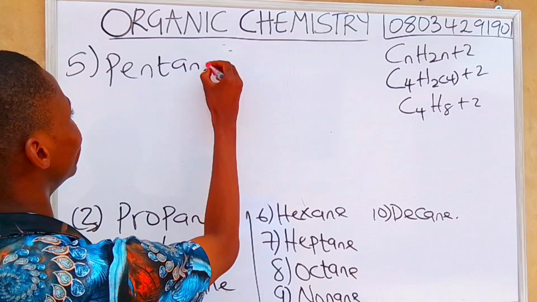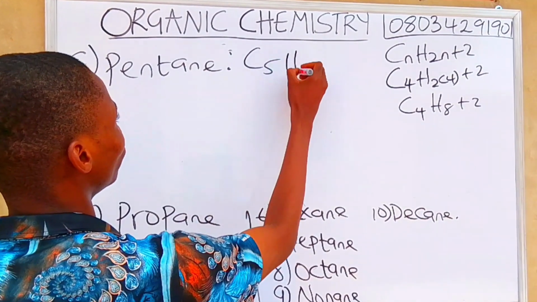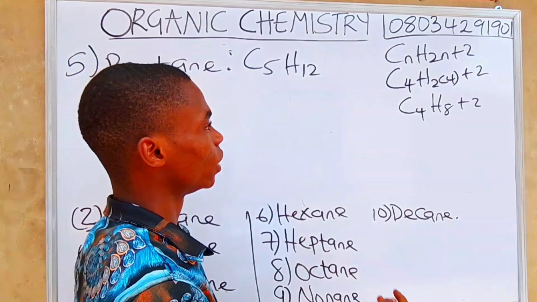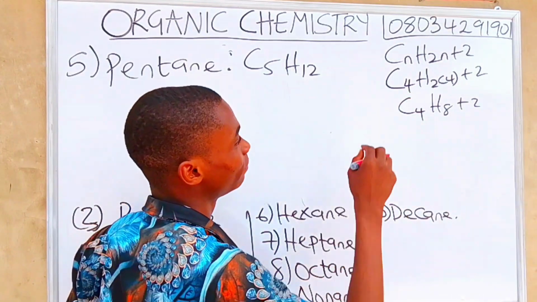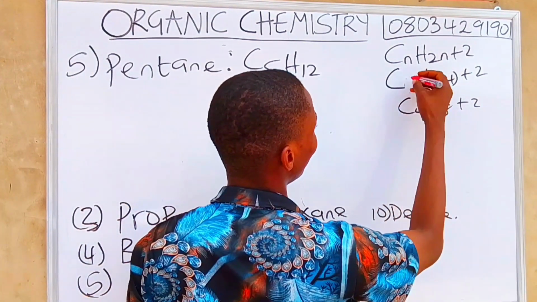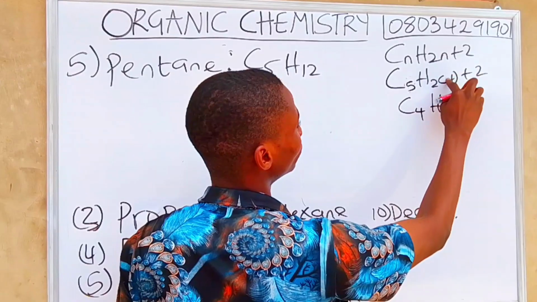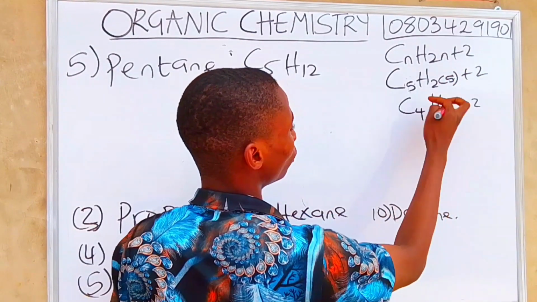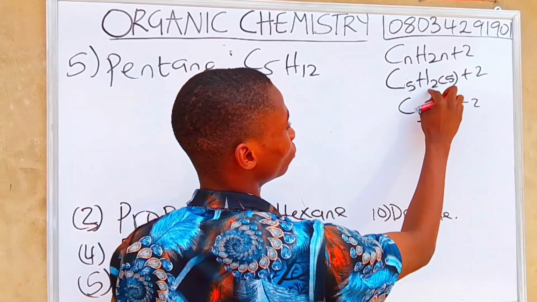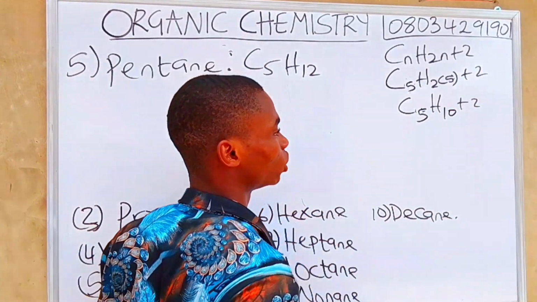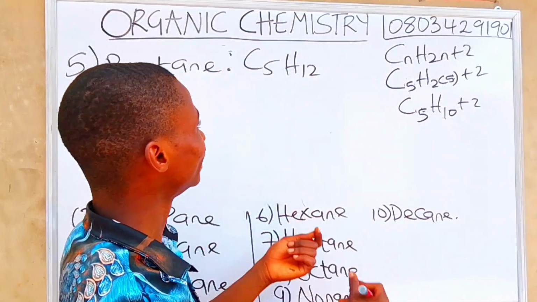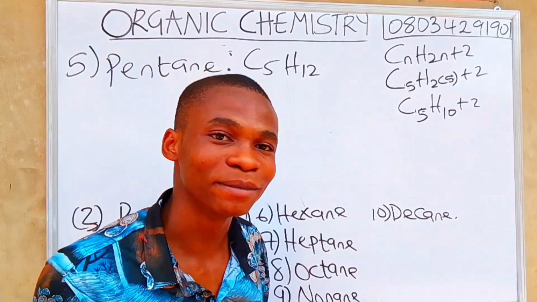Pentane. So pentane is C5H12. If we still want to check whether we are going to get the same thing using this formula, just change this to 5. So C5, 2 multiplied by 5 will give us 10, plus 2, it will give us what? 12. You can see it is still the same thing.